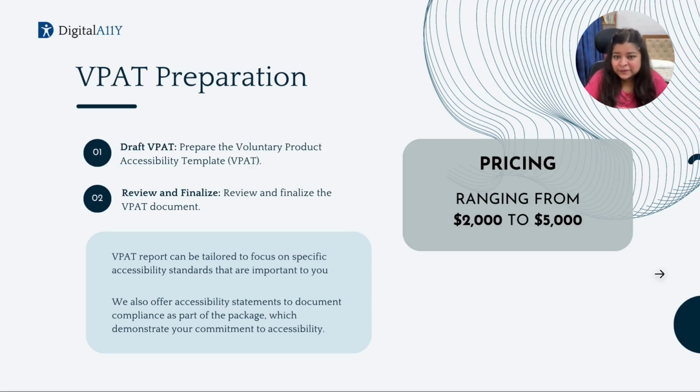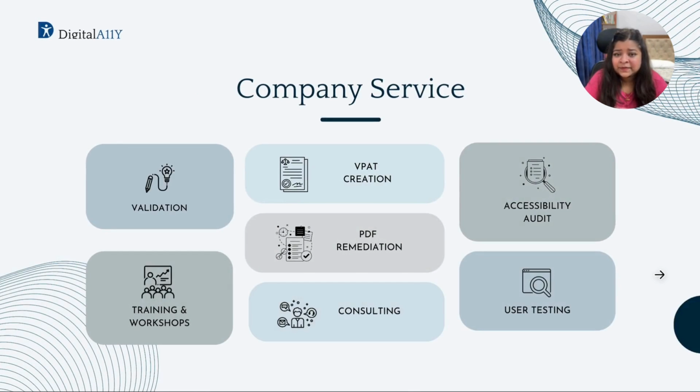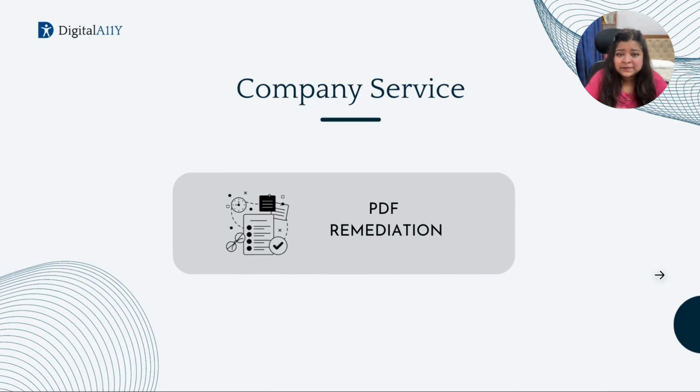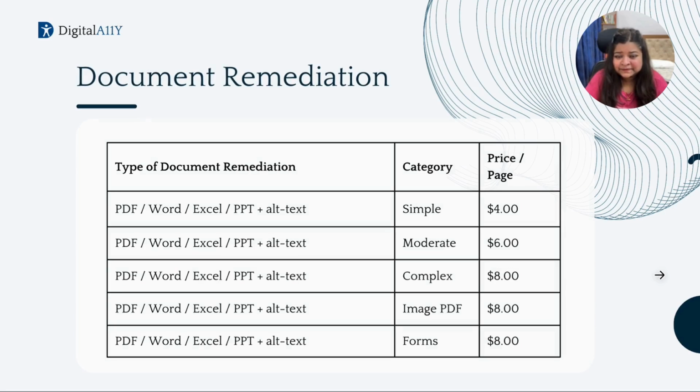Moving on, we also offer document accessibility remediation for all types of documents, including PDFs, Word documents, PowerPoints, and spreadsheets. Now, depending on how complicated the document is, the cost to make it accessible changes. Here's how it works. Let's take simple documents. These documents are easiest to fix, like a basic Word document with just text and maybe a few images. The cost to make these accessible is $4 per page.